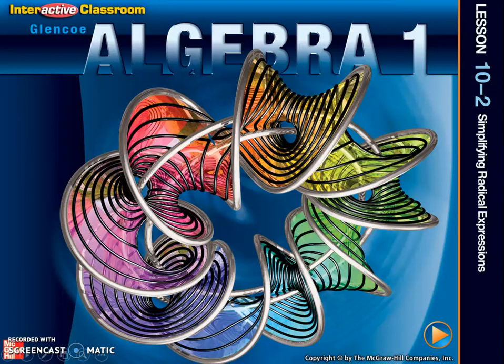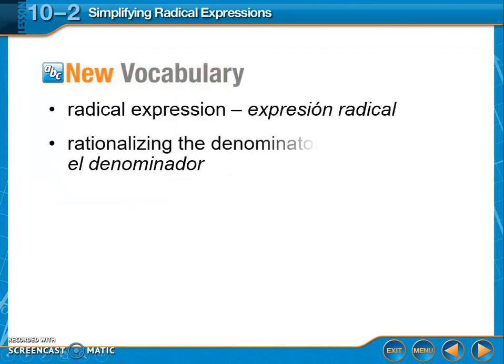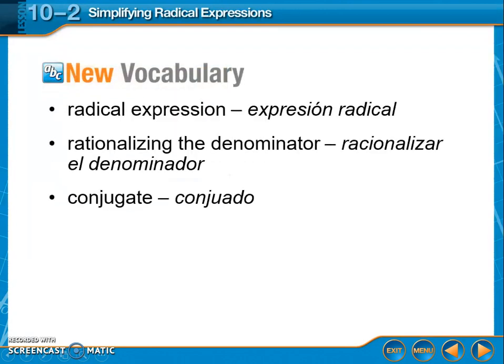Lesson 10-2, Simplifying Radical Expressions. In this video, you will learn to simplify radical expressions by using the product property of square roots, and also simplify radical expressions by using the quotient property of square roots. Your vocabulary for this section is radical expression, rationalizing the denominator, and conjugate.